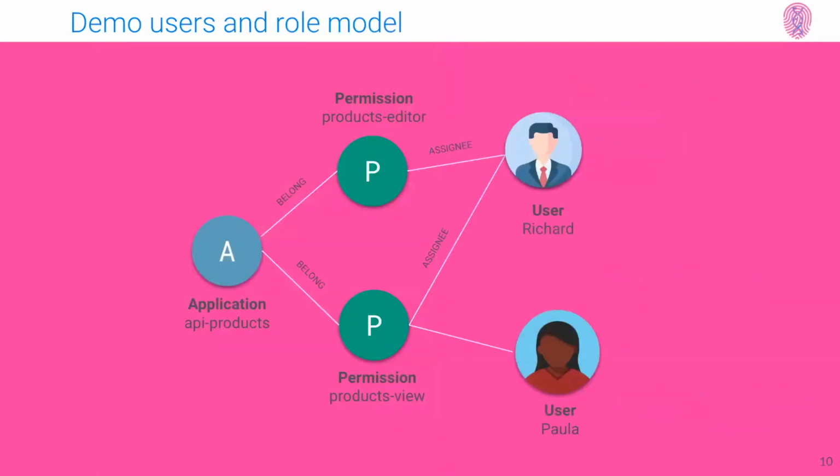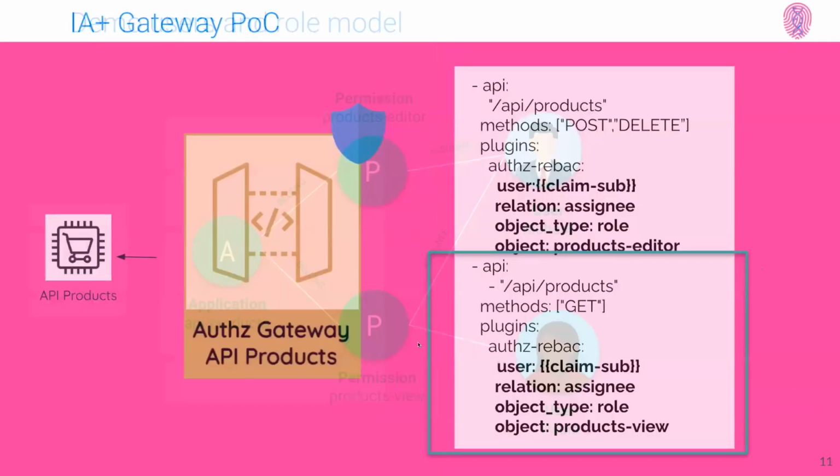In the workshop, you will see this authorization model. The user Richard is related with technical roles, and those roles are related to, for instance, an API, in this case the API product. And the same with Paula. Paula is related only with the product view. So this is what you will find in the workshop.